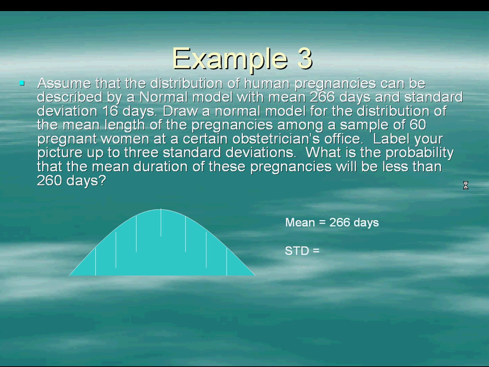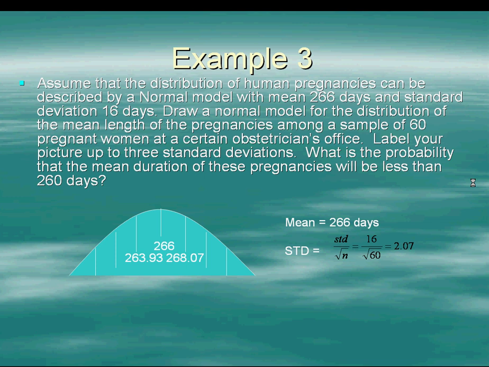The standard deviation formula is to take the standard deviation for the population, which is 16, and divide it by the square root of n, which means divide by the square root of 60 in this problem. That gives us a standard deviation of 2.07 for this sample. Now, putting the mean of 266 days in the middle of our normal model, we add and subtract the standard deviation one time. That gets us 263.93 days on the low end and 268.07 days on the high end.